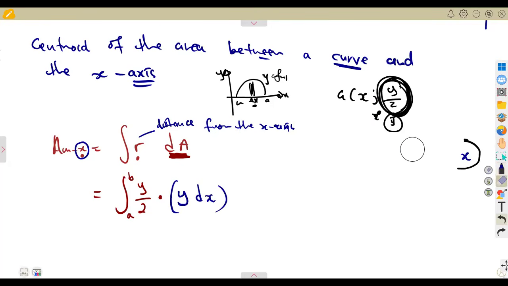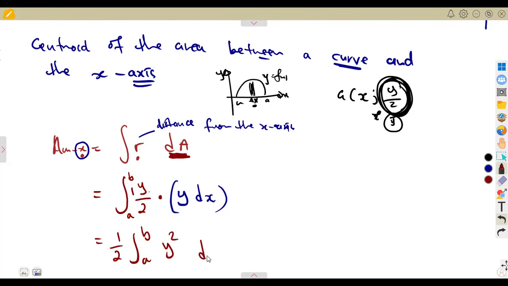So you end up having this formula where you multiply this. Because it's 1 over 2, you can take 1 over 2 out of the integral. Then we are left with y times y, which is y squared dx. So in actual sense, the area moment for x, whenever I'm given a single function between the x-axis, this is the formula that you're going to use at the end. It was taken from here, and we have to make adjustments.